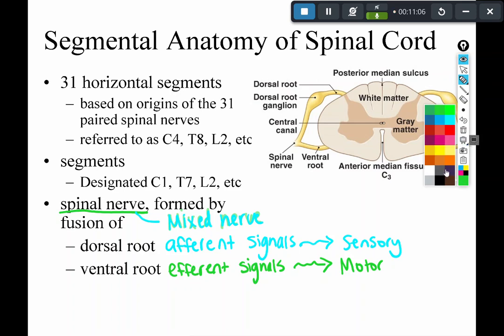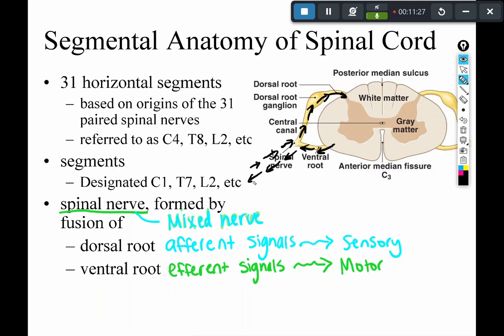So let's just draw some little arrows. We know that action potentials are moving this way through the dorsal root, and they have to pass the dorsal root ganglion to get there. And the ventral root provides information coming from the CNS away, and then the spinal nerve is both. So you've got action potentials in both directions. So the analogy, obviously, is the roots are a one-way street, and the spinal nerve is a two-lane road with traffic in opposite directions. So that's pretty easy to understand.